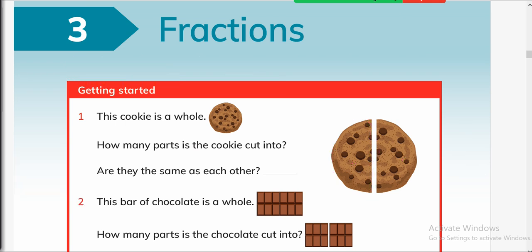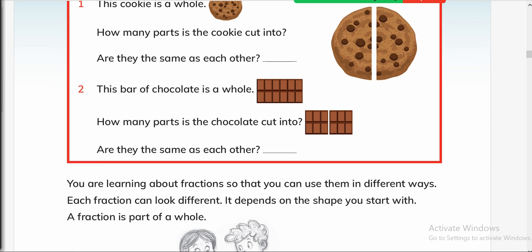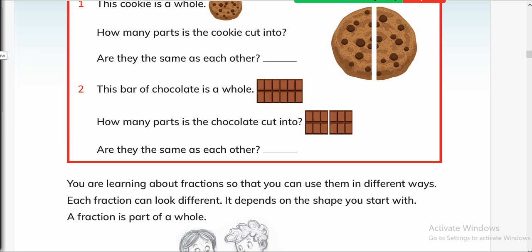Okay, now we will see the chocolate. Number 2 question. The bar of a chocolate is a whole. How many parts is the chocolate cut into? Now we will see how many parts is the chocolate cut into. Chocolate is cut into 2 equal parts. Are they the same as each other? And yes, they are same as each other.